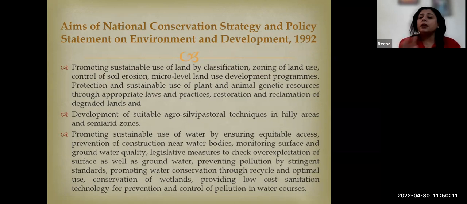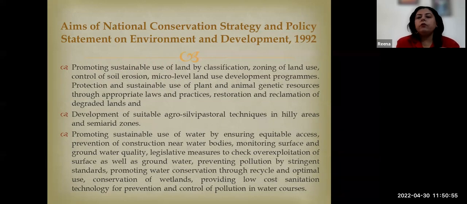Now, each and every term used in the first point, for example, promoting sustainable use of land by classification. For classification, they have different bodies. There are GIS techniques which are doing classification, identifying which kind of land can be used. Then zoning of land use. Zoning is there for earthquakes. Zoning is there for industries. Zoning is there for establishing SEZ areas, special economic zones.